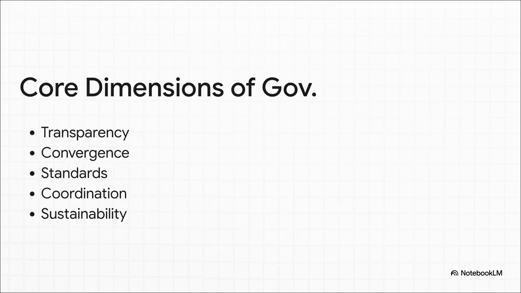So what does this architecture actually look like? Well, it's built on these 5 core ideas. Are the rules transparent so everyone can see them? Do different countries' standards work together, or do they clash? Is there any real coordination when a crisis hits? And are we building a system that's actually sustainable in the long run? How we answer these questions is really what decides whether we have global financial stability or not.